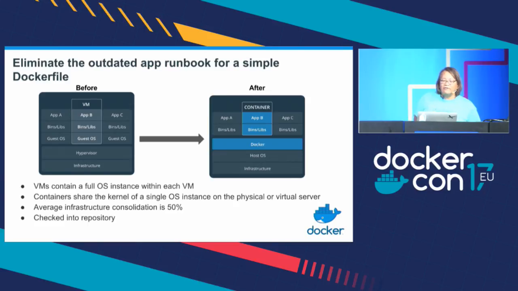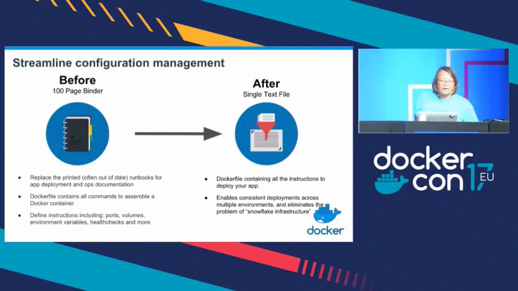Before, you'd have VMs that contain a full instance of your OS, but containers share the kernel of a single OS on a physical or virtual server. So now that you're deploying more, as you well know, your average infrastructure consolidation could be 50%. Also, you can take all these images that you build and check them into a repository so that they can be reused and shared in the enterprise.